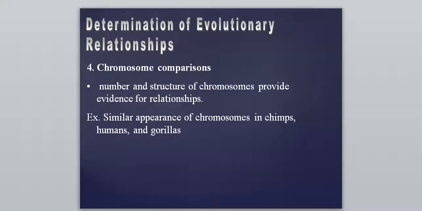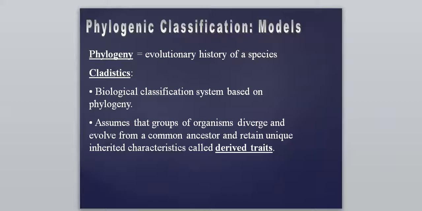So our modern type of classification using this evolutionary history is called phylogeny. So phylogeny is the evolutionary history of a species, and then we use phylogeny to come up with a process called cladistics, and this is the classification system based on phylogeny. So it's kind of confusing, just try to keep that straight. Phylogeny is just the evolutionary history of a species, and cladistics is using phylogeny to classify organisms.